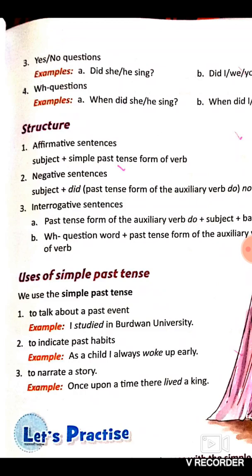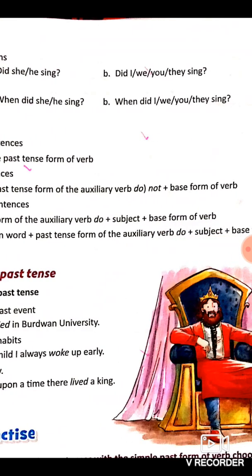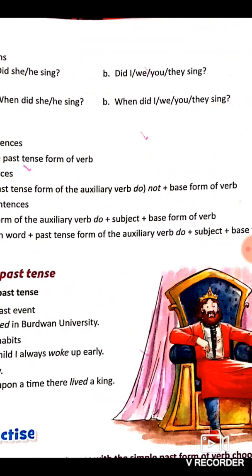Interrogative sentences. For interrogative sentences, we use structures like the past tense form of the verb. This is for a yes no question. Did plus subject plus base form of the verb. Like, did she sing a song yesterday? So did, that is the past form of the auxiliary verb do, plus she, subject. Did she sing? Sing is the base form of the verb, and then we talk about the object or the complement.